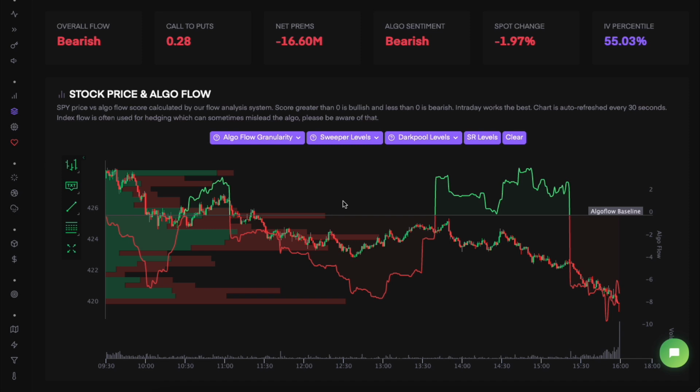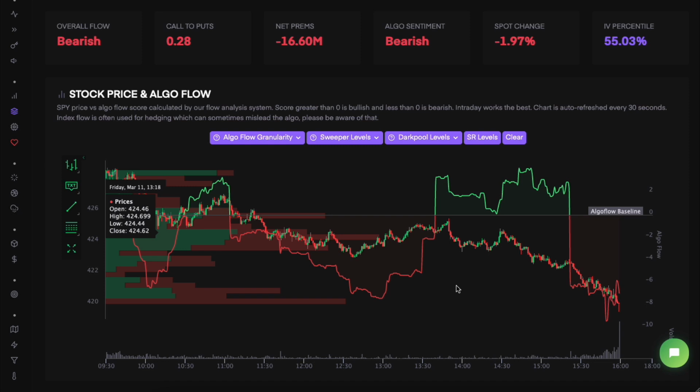And because of that, we created something called net flow, which is simply a split of this algo flow line that you see here into two different lines based on calls and puts net premiums. Net premiums is a concept that's very central to Tradytics. You'll see me talk about net premiums in at least 50% of our videos. So what is net premium?